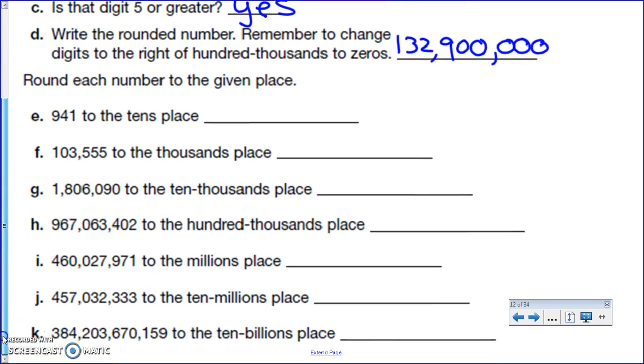Round each number to the given place. E, round 941 to the tens place. We know there's a 4 in the tens place, so we look to the right. It's a 1. It's less than 5, so we're going to leave the 4 as it is, and then just put a 0 in place of the 1. So it rounds to 940. F, round 103,555 to the thousands place. We can see there's a 3 in the thousands place, and there's a 5 to the right of it, so it's going to round up to 104,000.